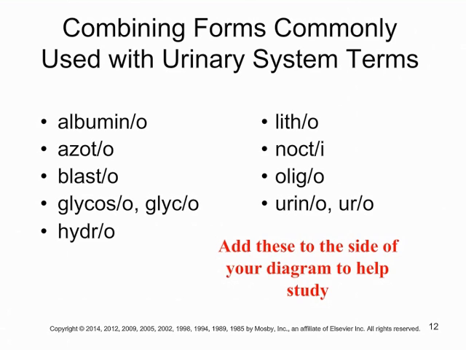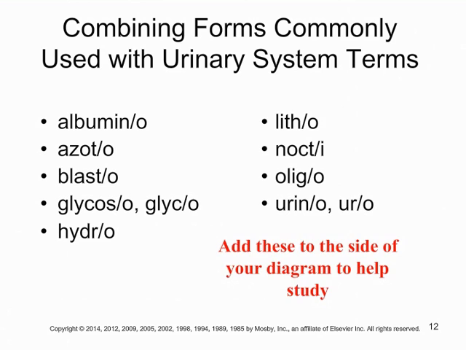We also have blasto. We've seen that one early on in the units where it means a developing cell. So for example, a blastoma would be a tumor of a developing cell. Glycoso, glyco, both of those mean sugar. And in this case, when you're talking about the urinary system and the kidneys filtering your blood, you have to think about all the things inside of the blood too. So sugar is one of them.